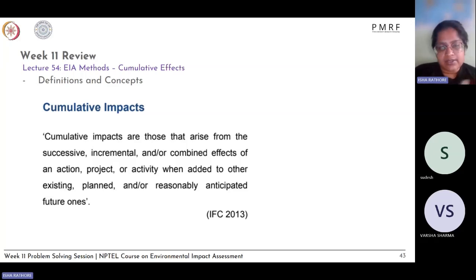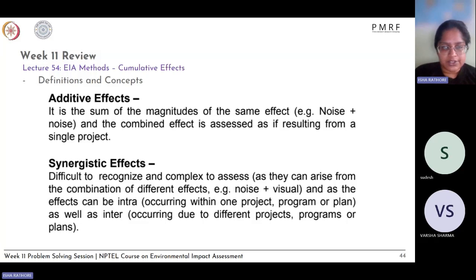We also looked at the IFC's definition, or International Finance Corporation's definition. Cumulative impacts are those that arise from the successive, incremental, and/or combined effects of an action, project, or activity when added to other existing, planned, and/or reasonably anticipated future ones. So those were the basic definitions for cumulative effects itself.